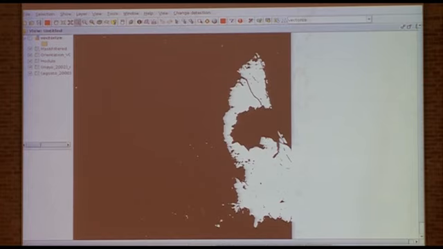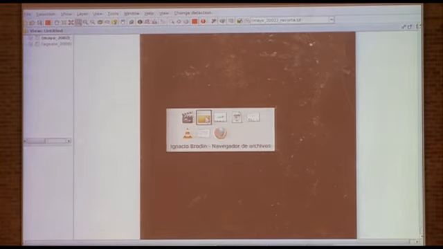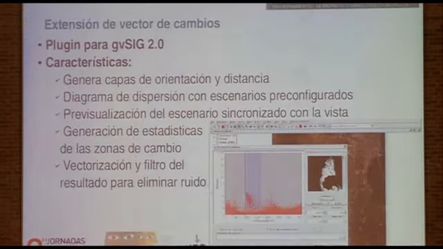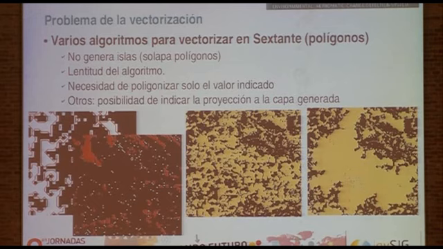The polygon layer, we've had some problems that I would like to share with you. Well, I don't know what time I have left. Please give me that information about my time left.